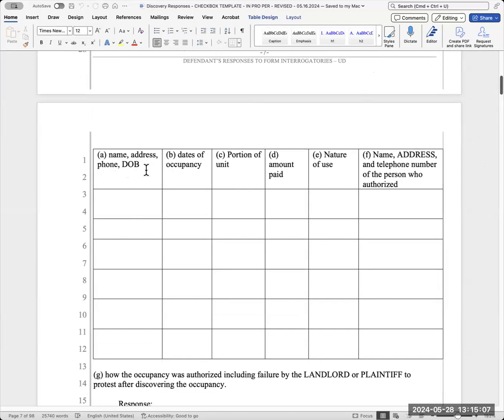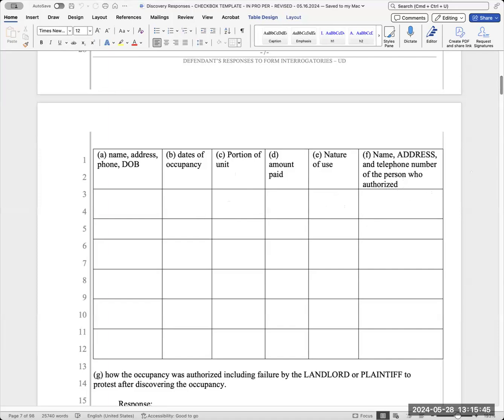Name, address, phone number, excuse me, date of birth, dates of occupancy, portion of the unit they occupied. If they shared the whole space, you can put shared here, but sometimes they just rent a bedroom, put that here. The amount they paid, and if it's monthly, put the amount per month. The nature of the use, residential, if it's just to live in. And then the name, address, and phone number of the person who authorized.